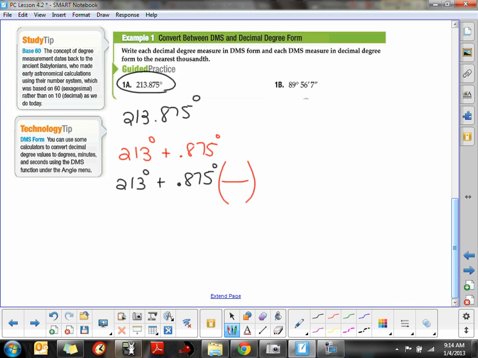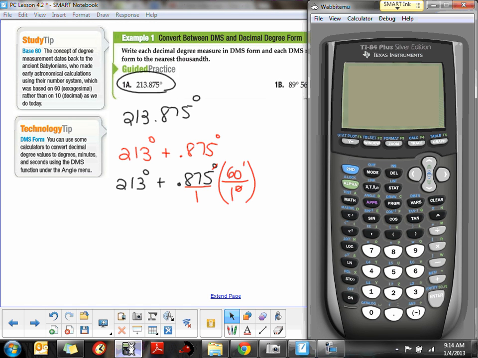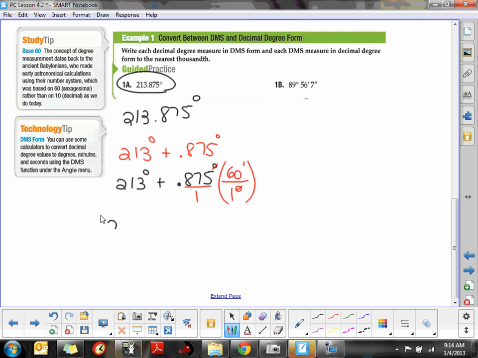We know in 1 degree there are 60 minutes. When we do this, our degree measurements cancel, and we're left with whatever 0.875 times 60 is. So we have 875 thousandths of 60 minutes. I've done that calculation already on the calculator: 0.875 times 60 gives us a remaining 52.5 minutes. So we have 213 degrees plus another 52.5 minutes. Now we have it in degrees and minutes, but we want degrees, minutes, seconds.